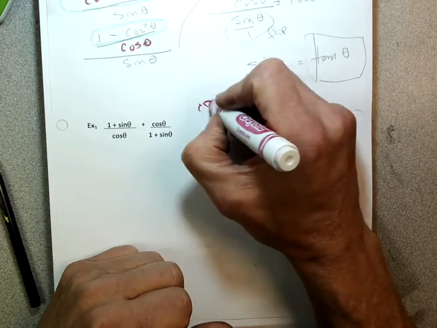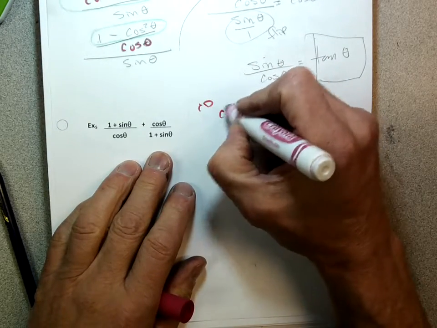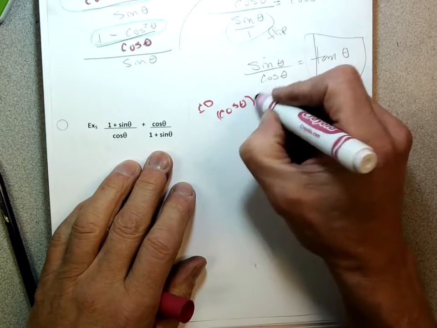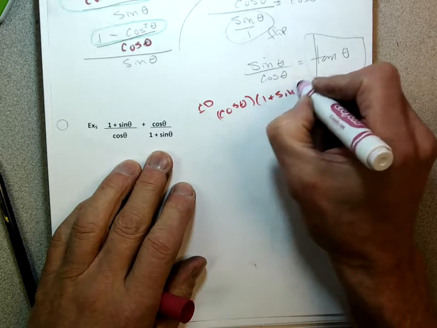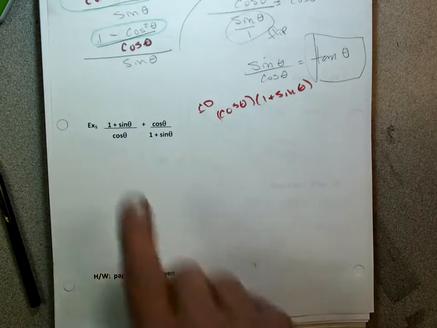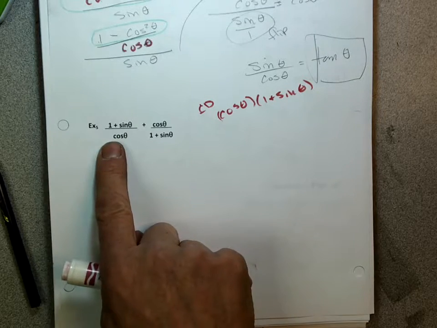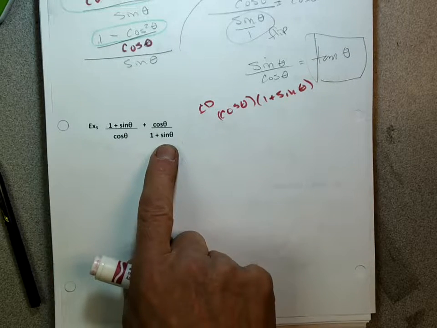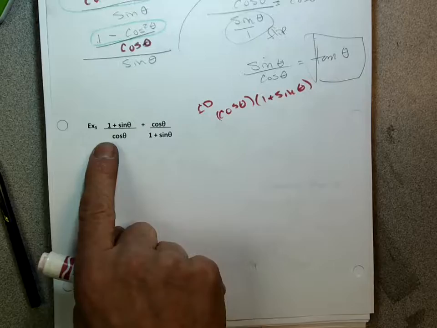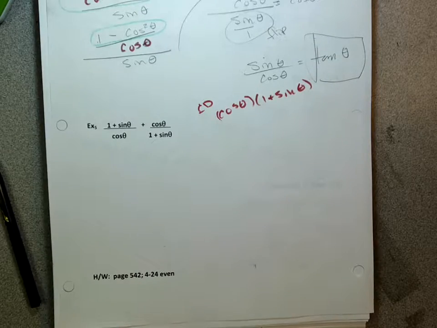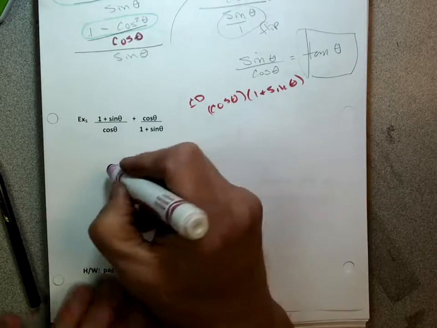My common denominator really is going to be a cosine times a 1 plus a sine theta. Okay, that's going to be my common denominator. So, what does this guy have? This guy doesn't have cosine. What does this guy have? This guy doesn't have a 1 plus sine. So you have to multiply by both of them, and the common denominator will be this thing.